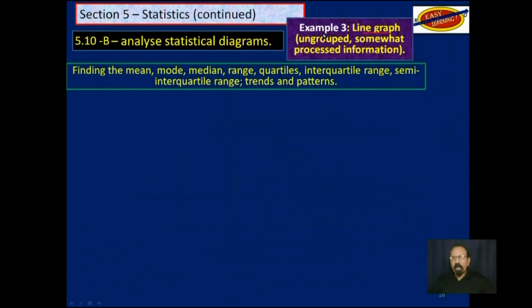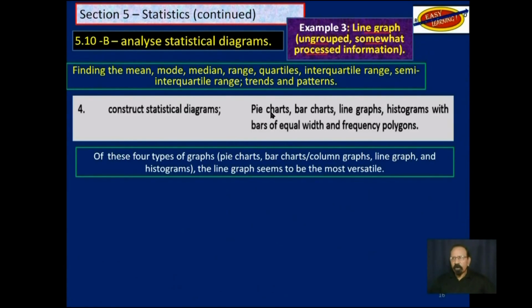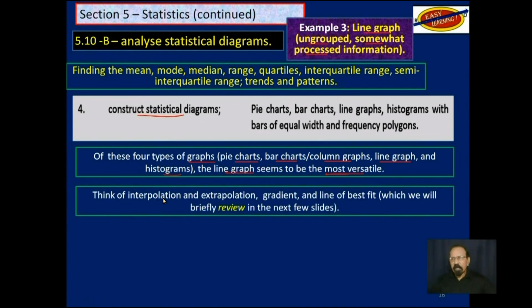So we continue with analyze statistical diagrams. We now move to the line graph, where the data is ungrouped and somewhat processed, so it's not totally raw ungrouped. Now, of the 4 types of graphs you were told to be able to construct, pie charts, bar charts or column graphs, line graphs, and histogram, the line graph seems to be the most versatile. Keep that in mind when you do your SBA for other subjects. Think of interpolation and extrapolation, gradient, line of best fit.